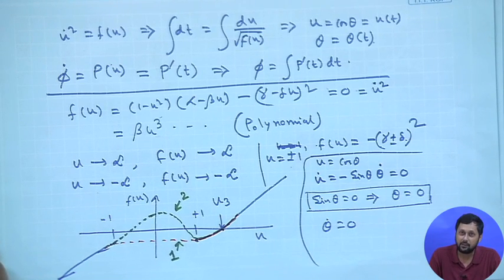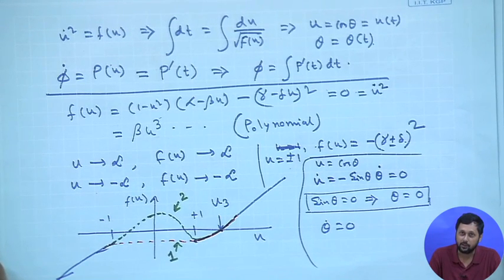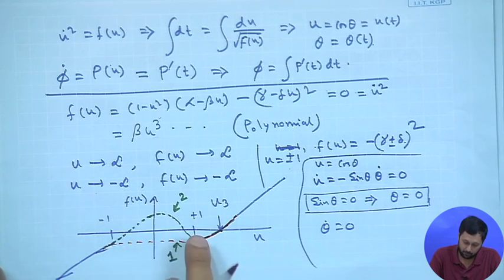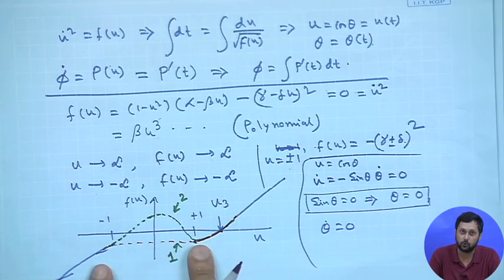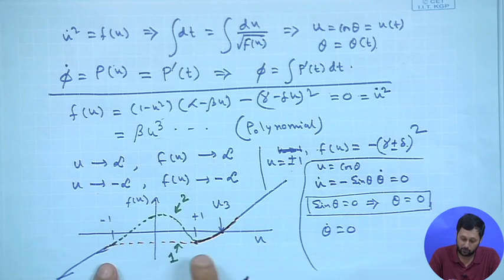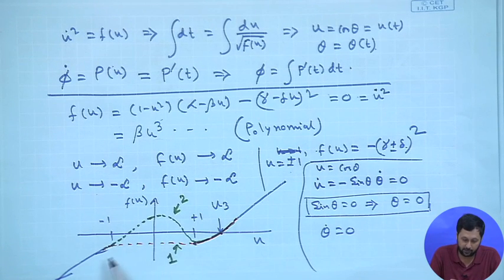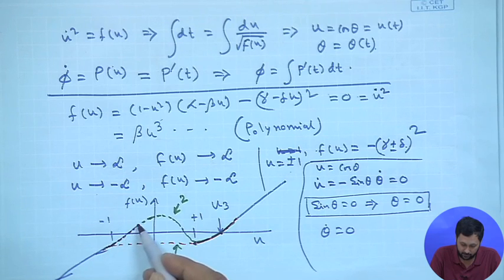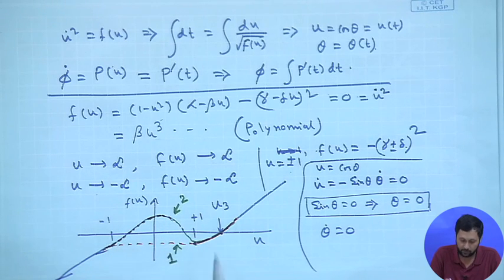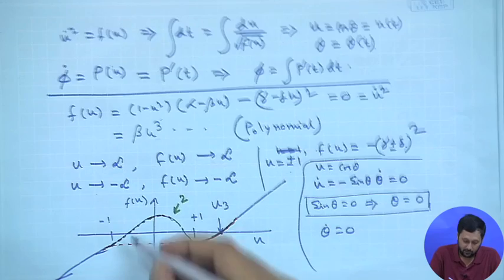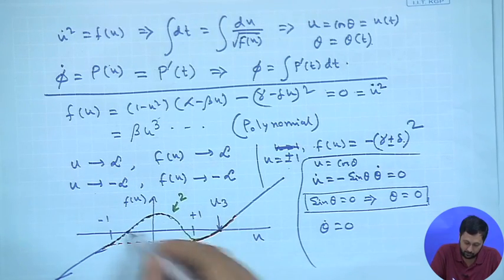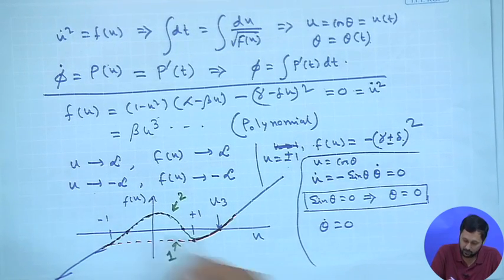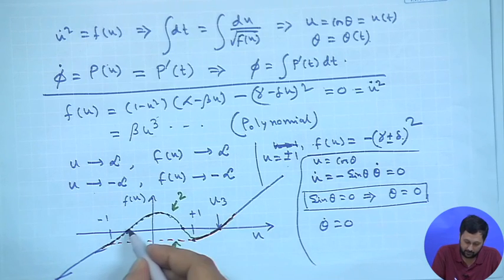For any physically possible motion, it has to be between +1 and -1, within this bound. So, from this physical argument, we see that the shape is actually this, not this, right. So, we have intersection points with the u axis, and these are called the roots.